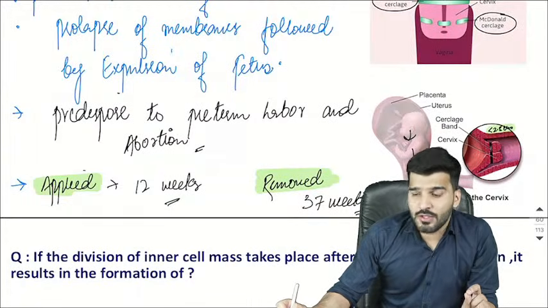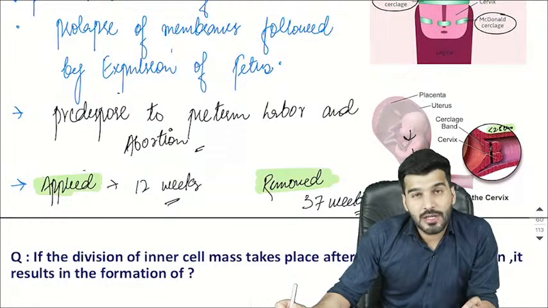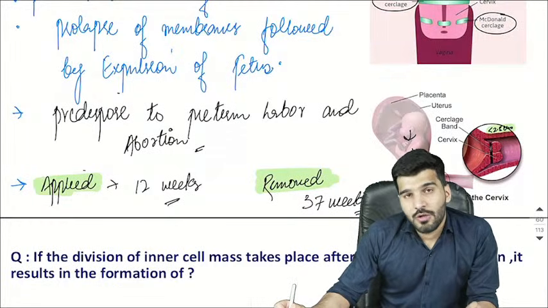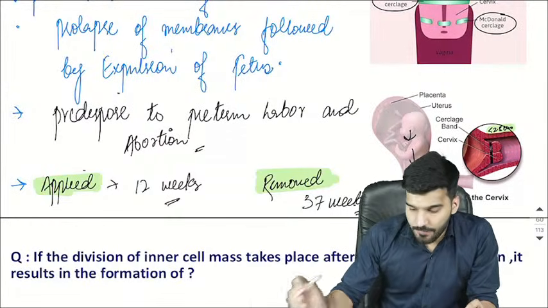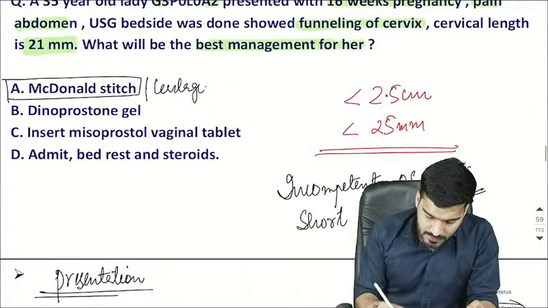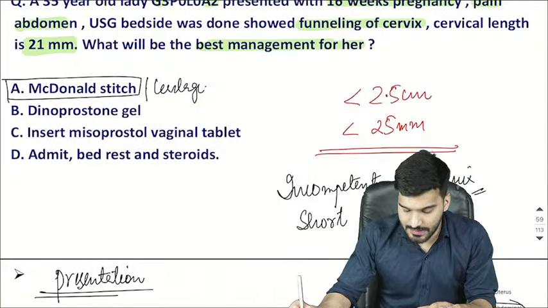So remember, the short cervix will predispose to preterm labor and abortion, and you will only say it's a short cervix when the cervical length is less than 25 mm or less than 2.5 centimeters. Okay, now the answer for this is McDonald stitch or McDonald cerclage.